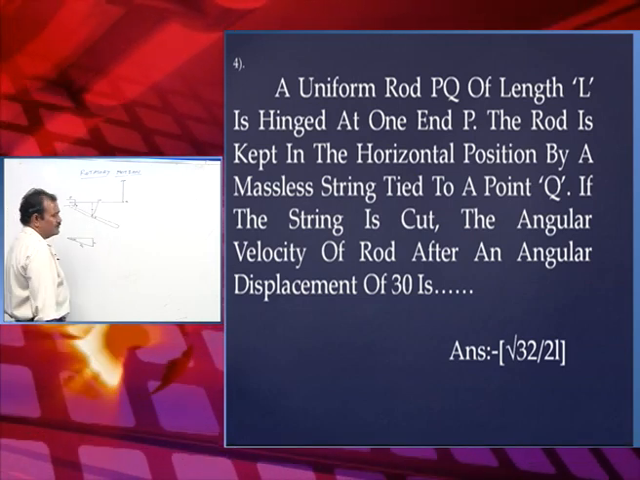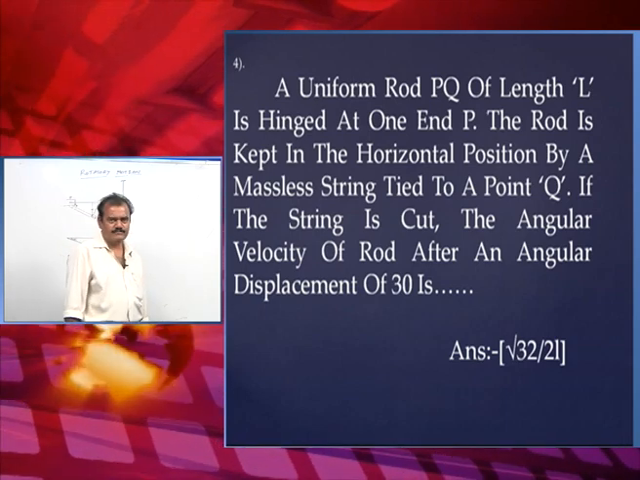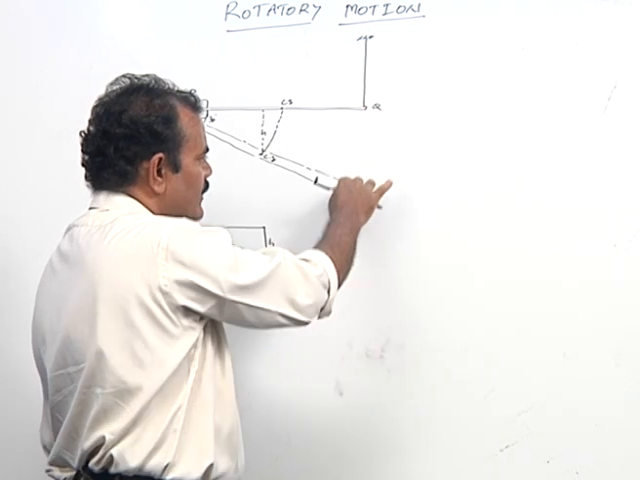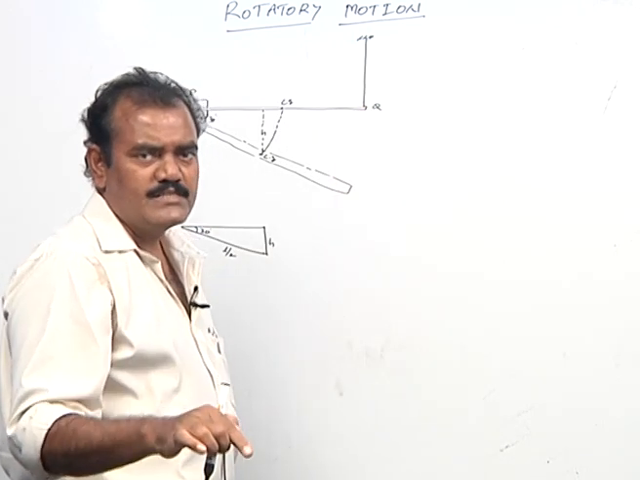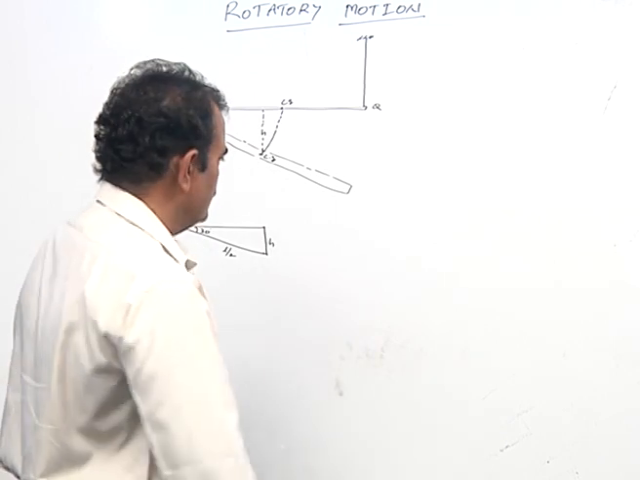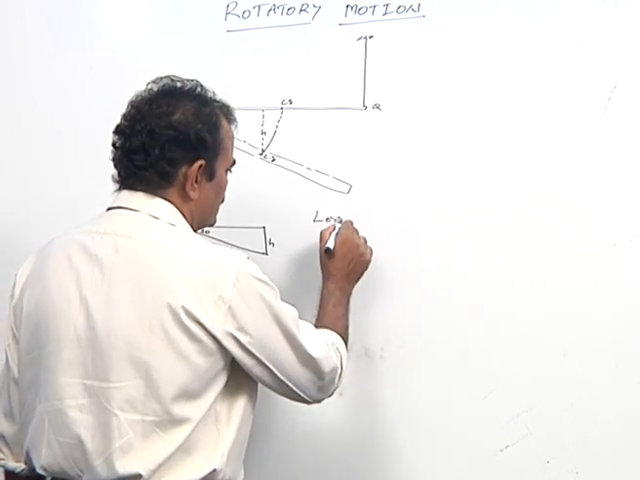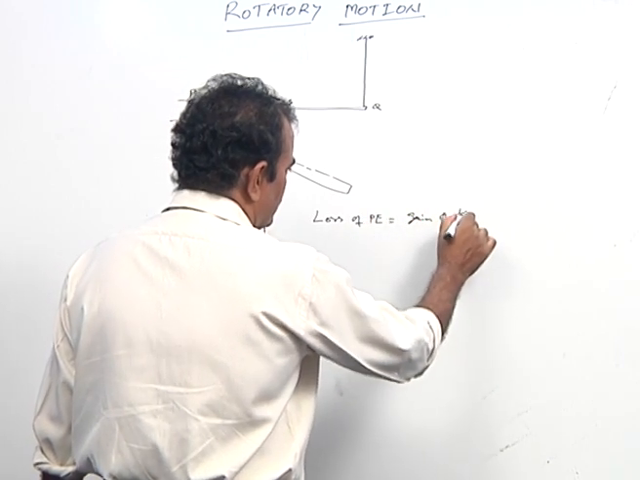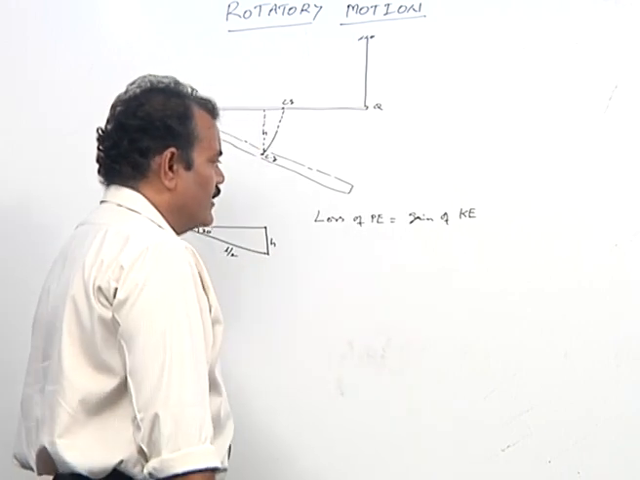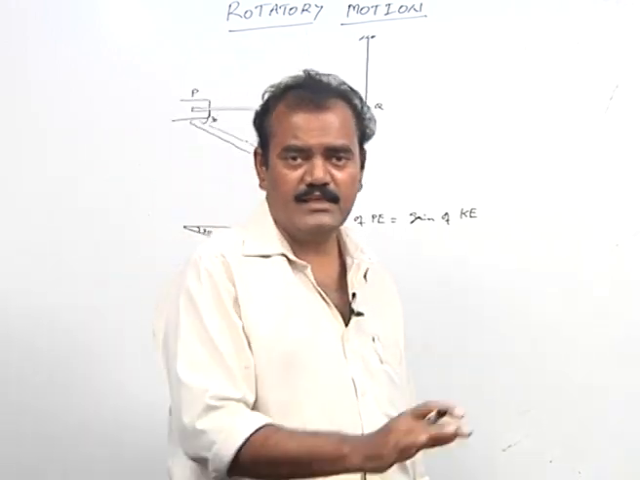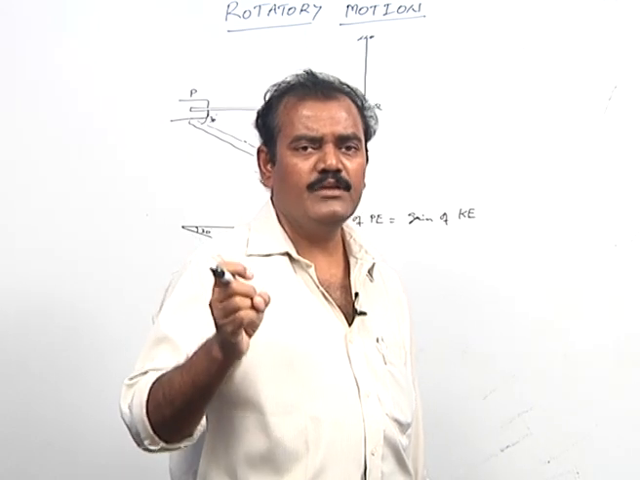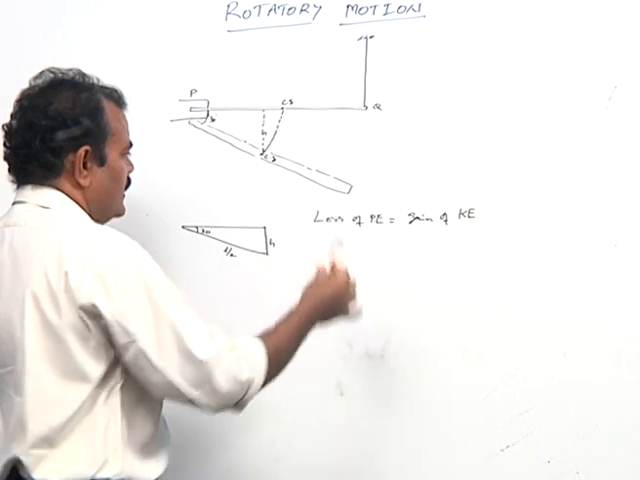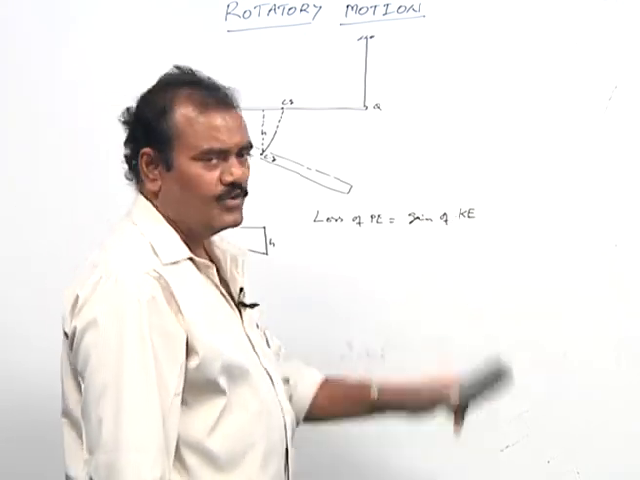And now we have to apply conservation of energy. When this string is cut, the rod is losing potential energy as it comes down like this, and at the same time it is gaining kinetic energy. So loss of PE is equal to gain of KE. One more point to remember: it is not translational and it is not rolling, it is purely rotational, because it is rotating like this. So loss of PE is equal to gain of KE.